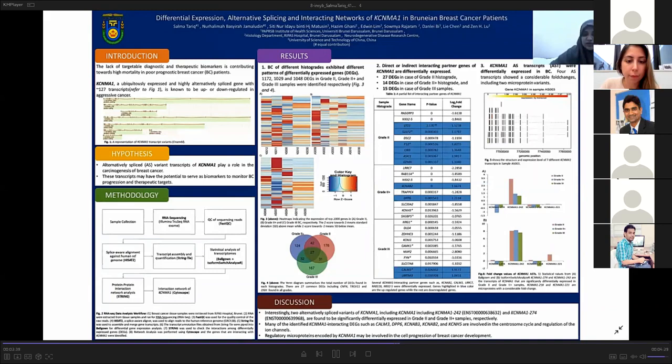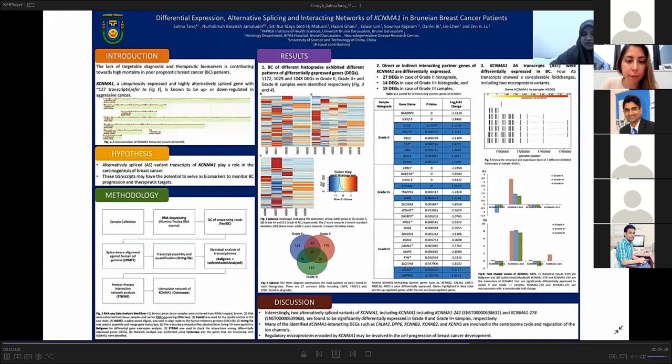Other than that, we have found several Kcnm1 transcript interacting genes to be significantly expressed: 27 DEGs in grade 2 samples, 14 in grade 2+, and 15 DEGs in grade 3 samples. On top of that, the DEGs found in tissues of different histograde were also different. This suggests the potential involvement of different genes in the invasiveness of breast cancer. The top 10 DEGs interacting with Kcnm1 can be seen in Table 1.